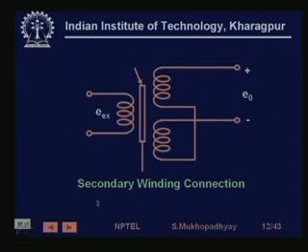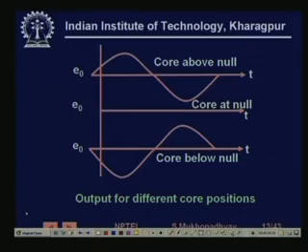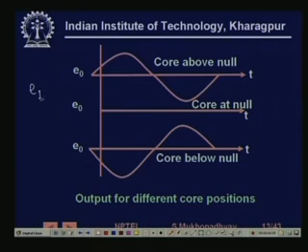So we connect them in series opposition. So what happens is that, as you can understand, if the core is above null, null being the middle point, one of the EMFs, let us say E1, is equal to A sin omega t, and there can be some phase shift also.